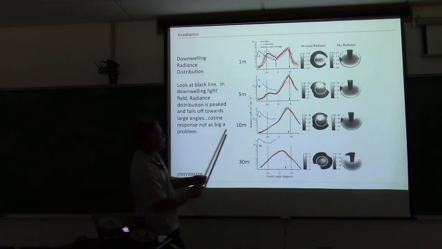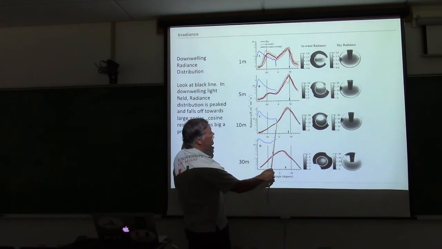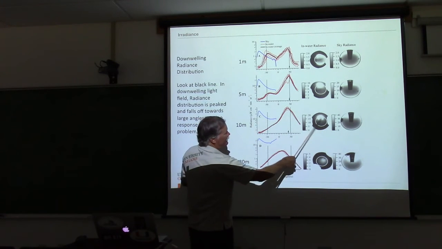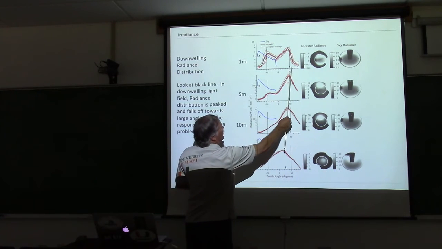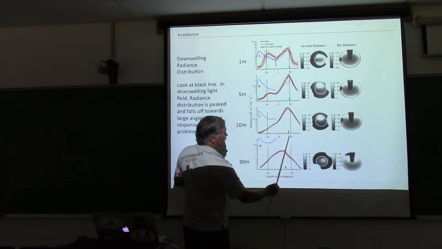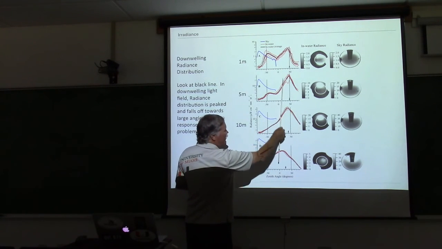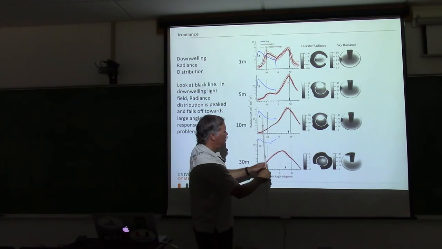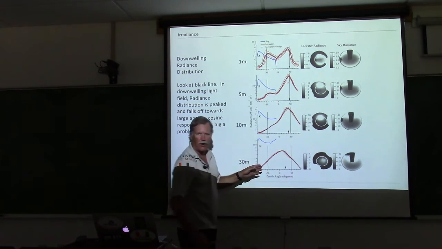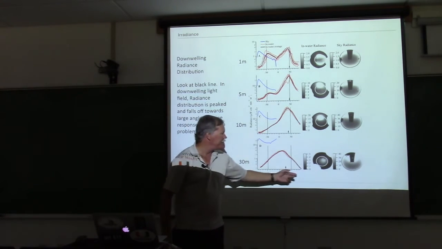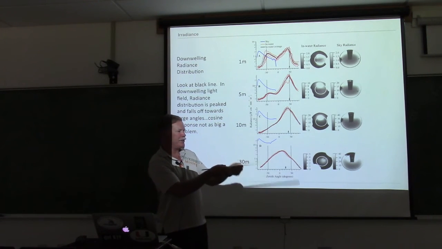But this black line here is the downwelling radiance distribution. Here's a picture of it coming into my camera system. The little arrow here is where the solar beam is. What I really wanted you to see is that the downwelling radiance distribution is centered, has a nice peak, and falls off largely toward the edges. This is minus 90 degrees and that's plus 90 degrees zenith angle, so as you go down the horizon one way or the other.